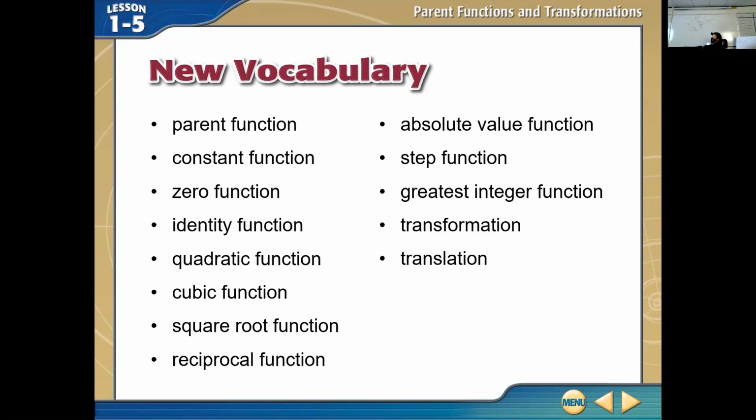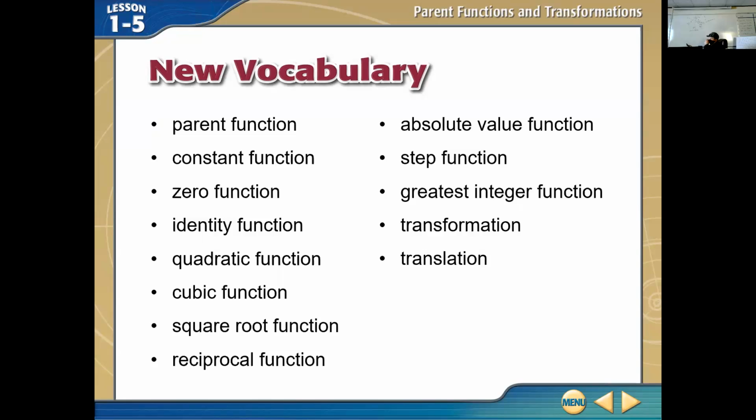Okay, your identity function is y is equal to x. Okay, you have quadratic function, which is all of your parabolas. So anything with x squared. You have your cubic function, which is when x is cubed. So dealing with x cubed again. You have the square root function. Okay, you have the reciprocal function. That's 1 over x. Square root function being the square root of x.